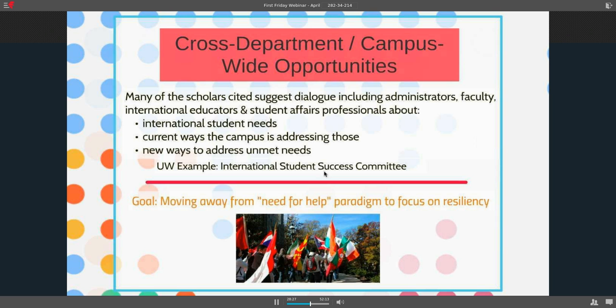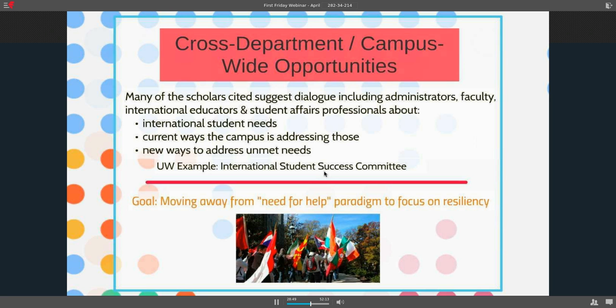One example that we have at UW is the International Student Success Committee, and this is a committee that I think formed maybe 2 years ago or so, but is still fairly new, and is a committee that I got to serve on in an interim role over last spring and in the summer for a little bit. And this committee is made up of lots of different professionals across campus.